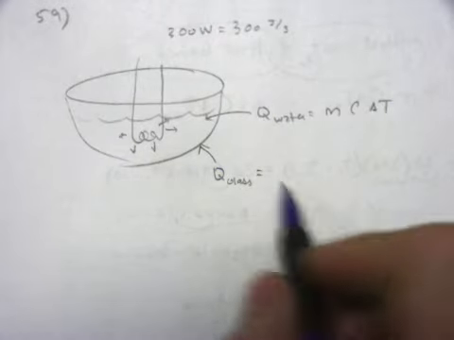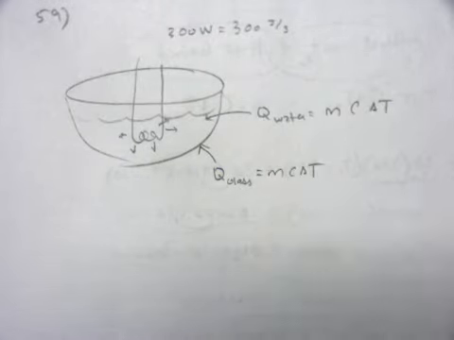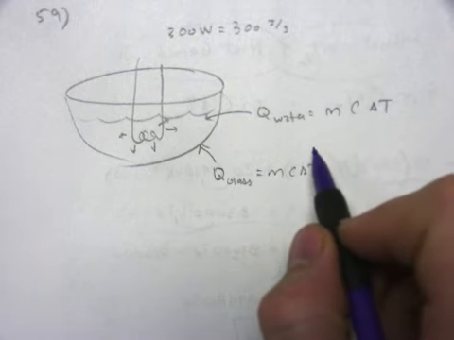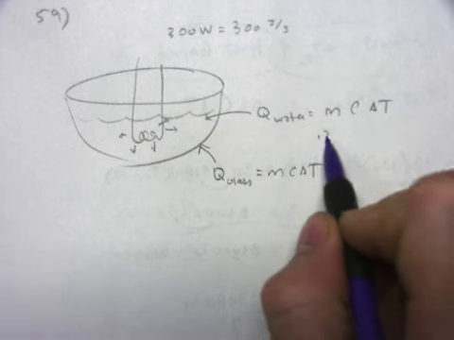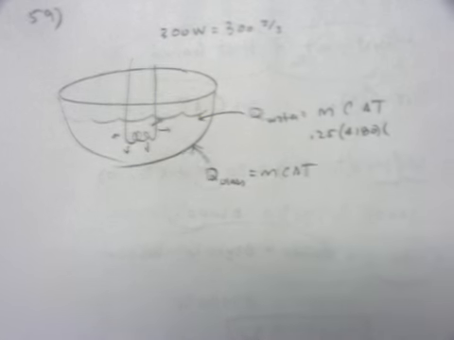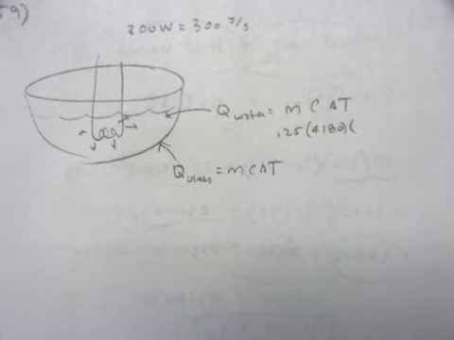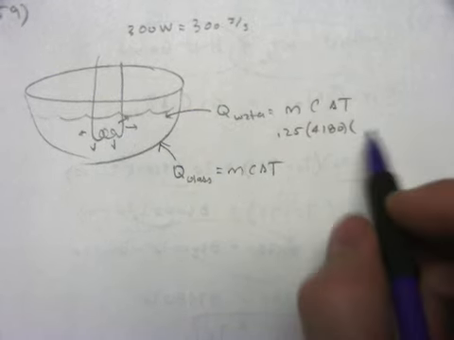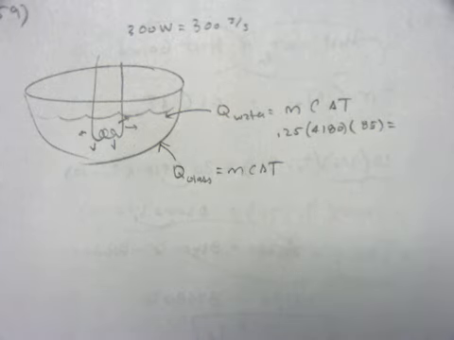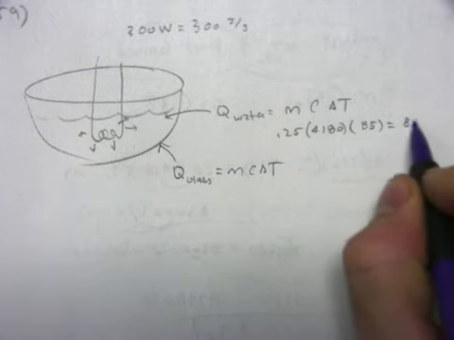So MC delta T for water, MC delta T for glass. The mass of the water in this thing is 0.25. The specific heat, 4180. And the change in temperature, it goes from 15 up to boiling, so that's 85. So 0.25 times 4180 times 85. I get 88825 joules.